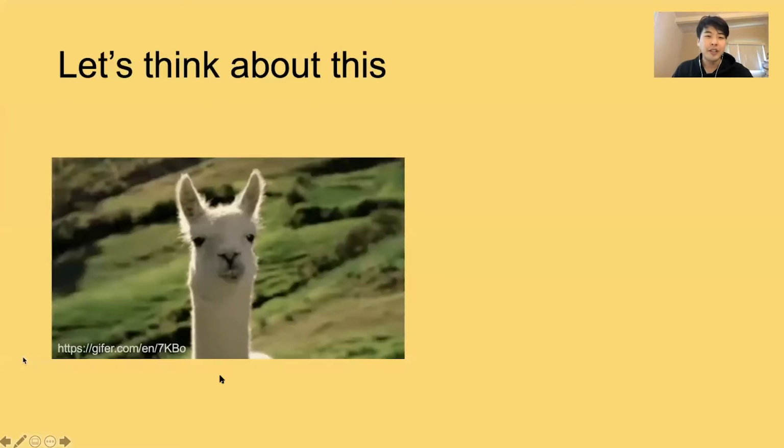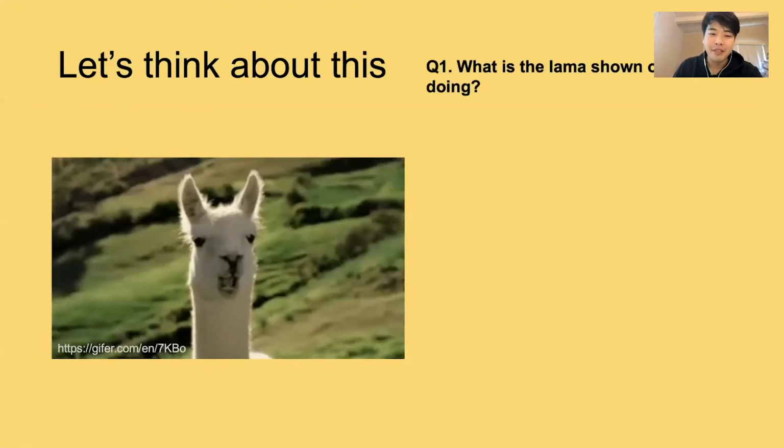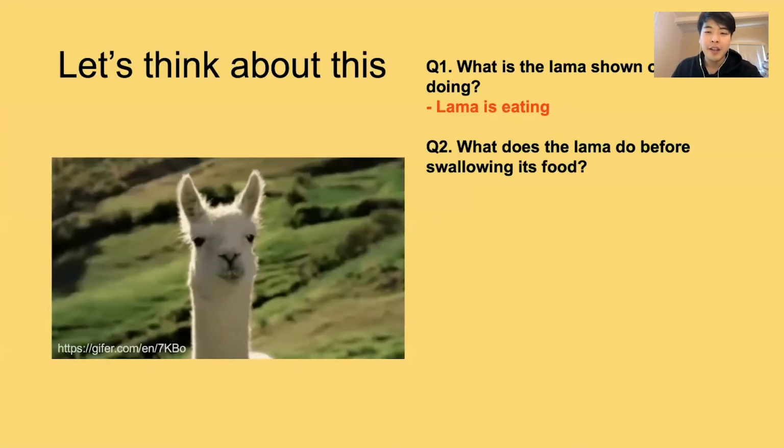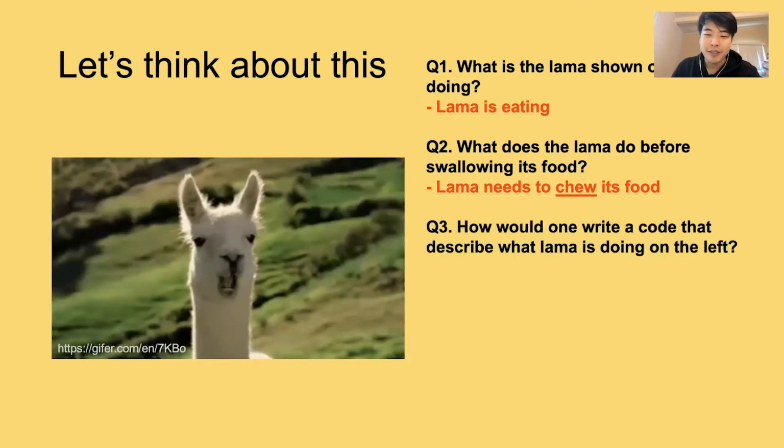Moving on. Let's think about this. We have a llama here. What is it doing? Yeah, obviously it's eating, right? Llama is eating. Eating what? I don't know. We don't care, right? All right. What does the llama do before swallowing its food? Well, it has to chew, right? It needs to chew its food. We have to chew our food too, because it's very important in our health, okay? Now, question number 3. How would one write a code that describes what the llama is doing right now?